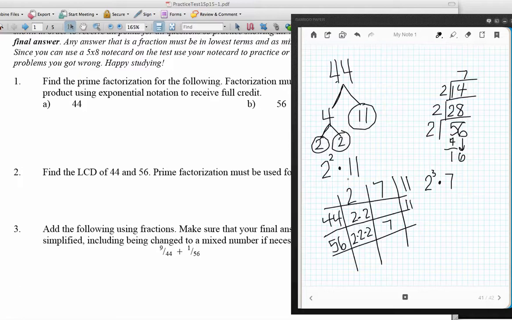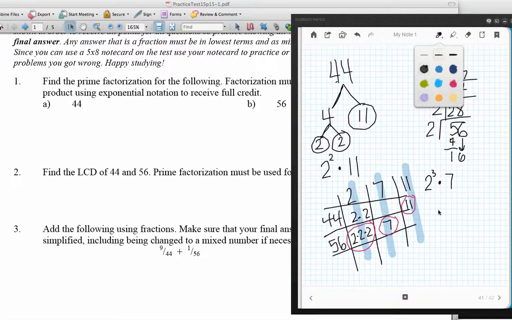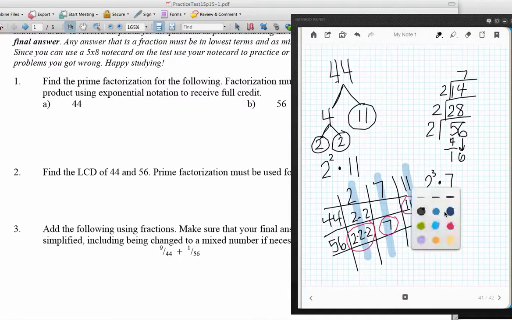Now what we do is we look down in our columns, this column here, this column here, and this column here, and what you're looking for is the largest number of factors in each column. So we have 2 factors here and 3 here, so I'm going to circle this one. Here I have 0 and I have 1, so I'm going to circle this one. And here I have 1 and 0, so I'm going to circle this one. So the least common denominator is going to be made up of 2 to the 3rd power, that's 2 times 2 times 2, times 7, and then times 11.